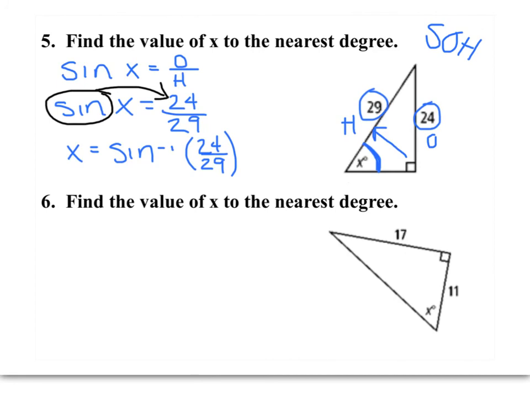I have now reached the point where I need to use my calculator. So I am going to enter the entire right side of my problem into my calculator. I am going to press second sine and then 24 over 29. When I put these values into the calculator, I reach an answer of x is equal to 55.9 degrees when rounded correctly.